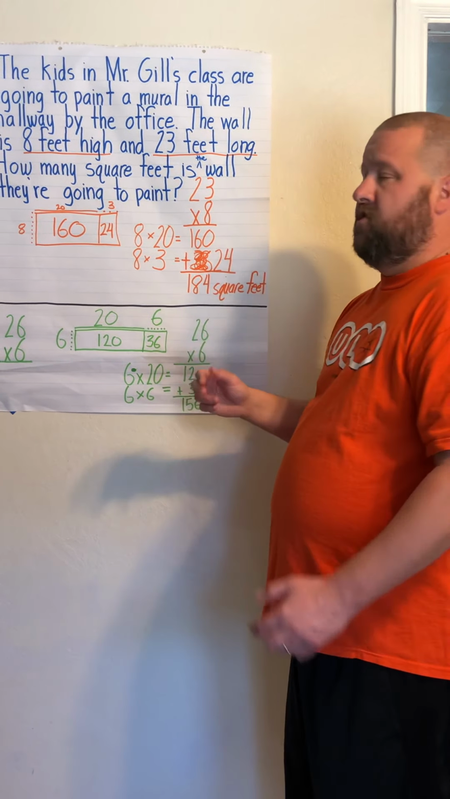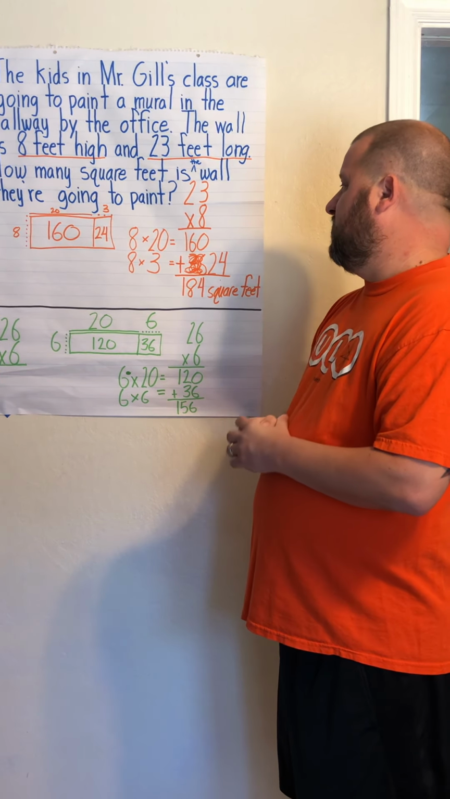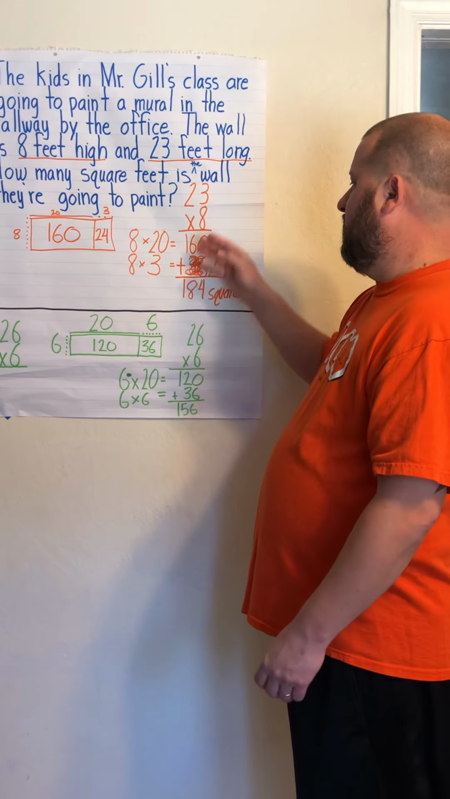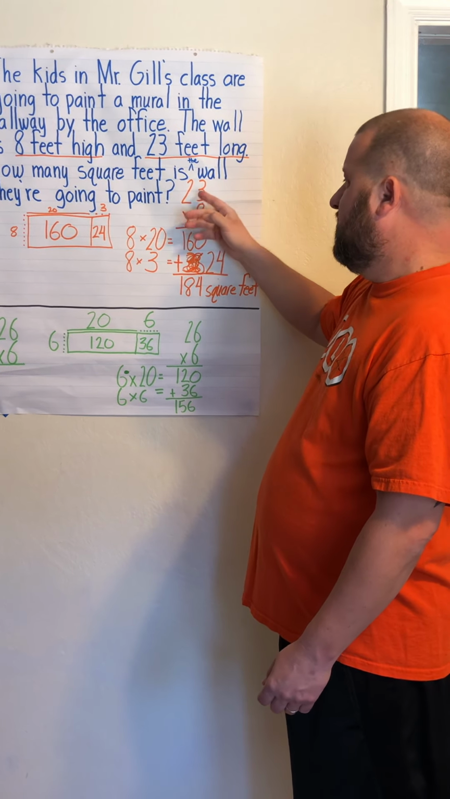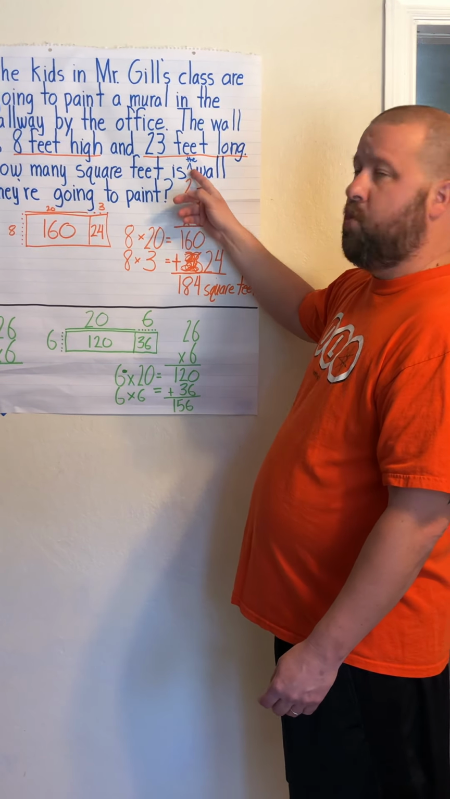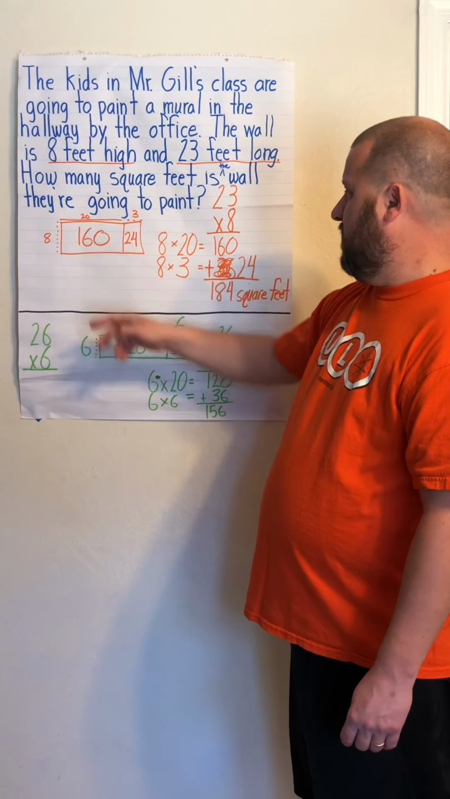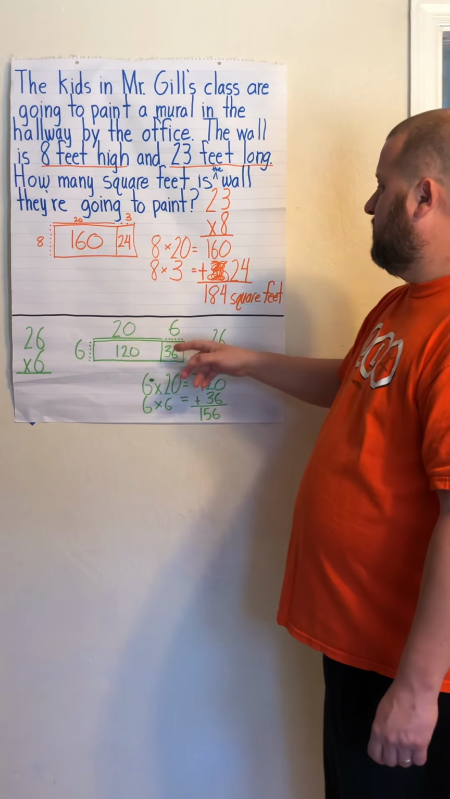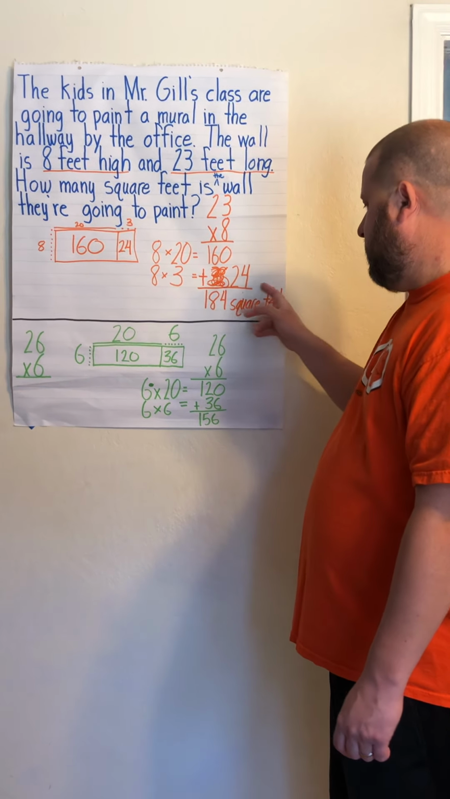Okay? So when you're looking at multiplying 2-digit numbers by 1 digit, you really need to be thinking about how, yes, this 3 here is in the ones, so really this is 8 times 3, but this 2 doesn't necessarily represent 2, it represents 20, because it's in the tens place, right? So 8 times 20 and 8 times 3 would give you a total of 184 square feet.